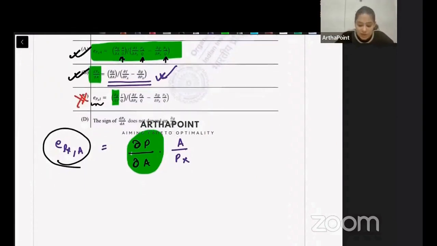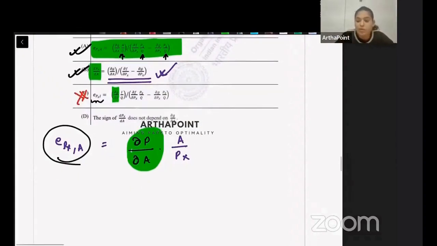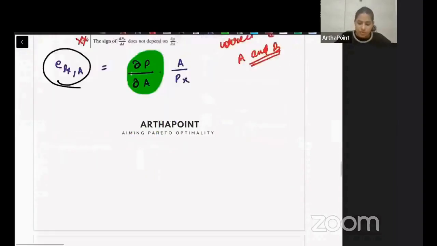Finally, it says the sign of dP by dA does not depend on del G by del A. Incorrect, because we just showed that this depends on this. This is coming in the numerator. This is also incorrect. So the correct options are A and B. Come to the next question, please.